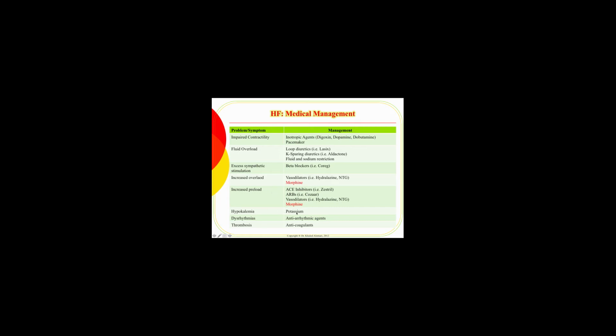If the patient developed hypokalemia, we can give potassium supplement. If the patient developed dysrhythmia, we can use dysrhythmia medication. We'll talk about that in the second part of this lecture today. And if the patient becomes at risk for thrombosis, we need to put them on anticoagulants, and most commonly we use Coumadin. All these medications were covered before and also in pharm as cardiovascular medications. But let's just go quickly over them.